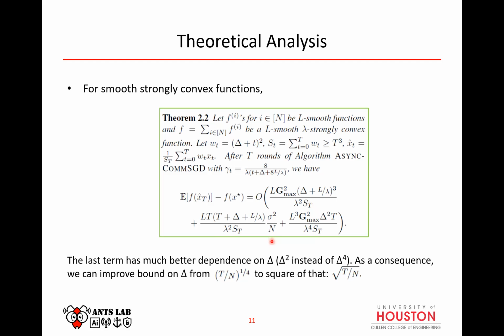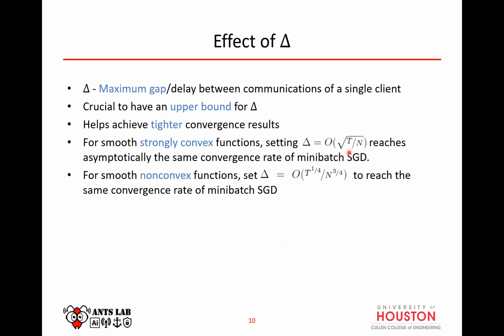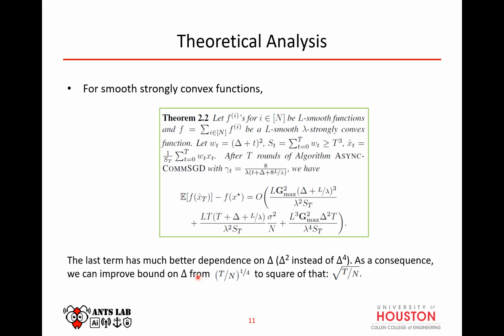And here, if we see the result, we see that this last term has a much better dependence on delta square. They compare it with several other asynchronous communication federated learning papers, where the best paper amongst them achieves a delta power 4, and this paper is achieving delta square. So the dependence on delta is reducing. As a consequence, the bound can be improved for delta. Like how we saw that we can set a root T by N. Where most papers have the fourth root of T over N, this paper only leads to the square root of T by N. That way the bound is tighter, and the dependence is also reduced.